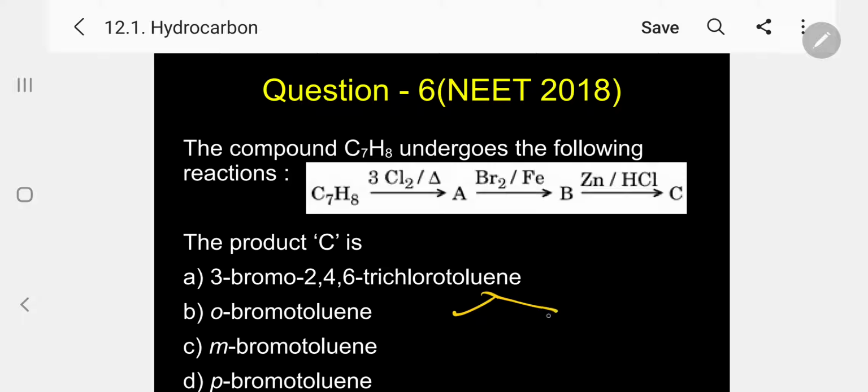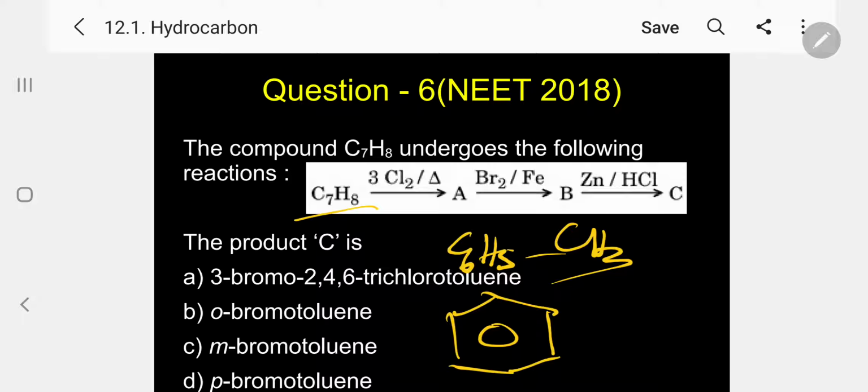You have it in mind. There is a benzene ring, so benzene ring is nothing but C6H5. So what is the remaining? You subtract from C7H8, the remaining is CH3. So automatically you can identify the starting material is toluene.